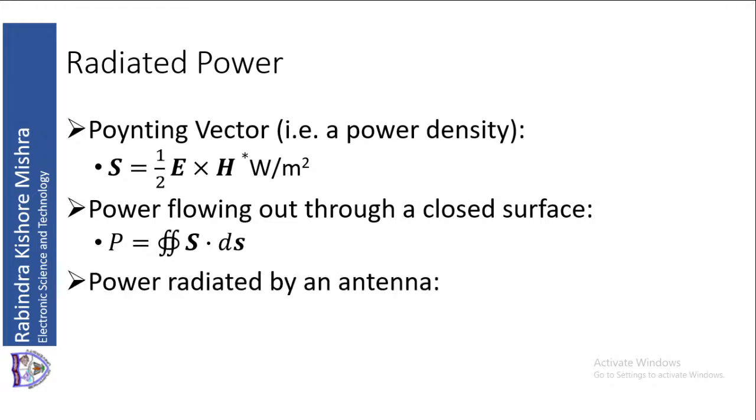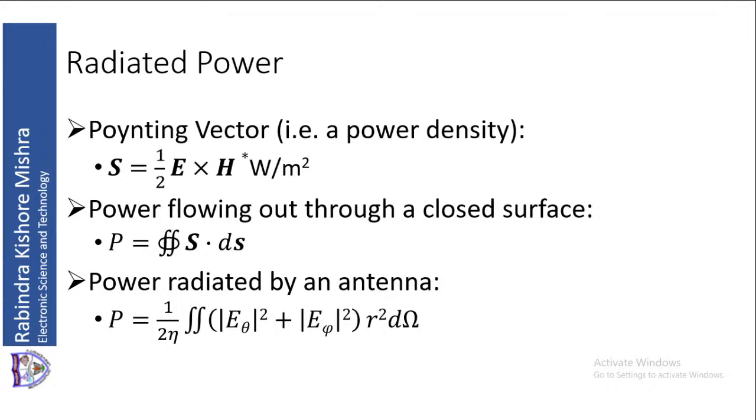So the power radiated by an antenna, P, will be equal to 1 by 2 eta, integration over |E theta|^2 plus |E phi|^2, into R^2 d omega, because R^2 d omega gives you the surface integration over the surface. Then E cross H, as you know, will be E cross E star by eta.